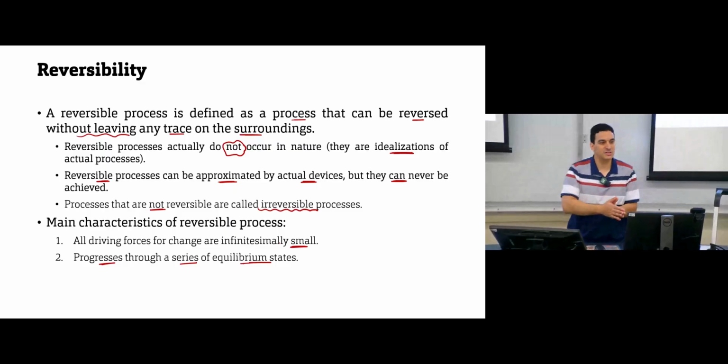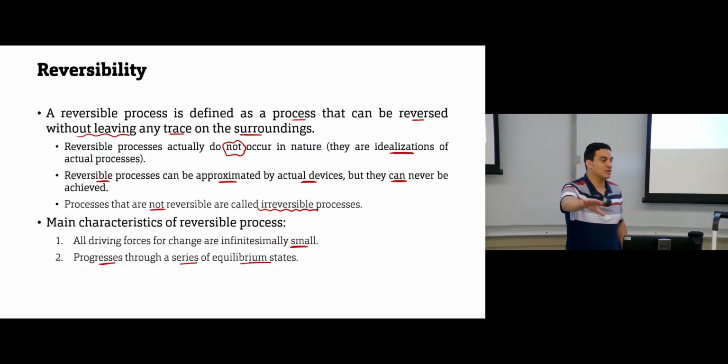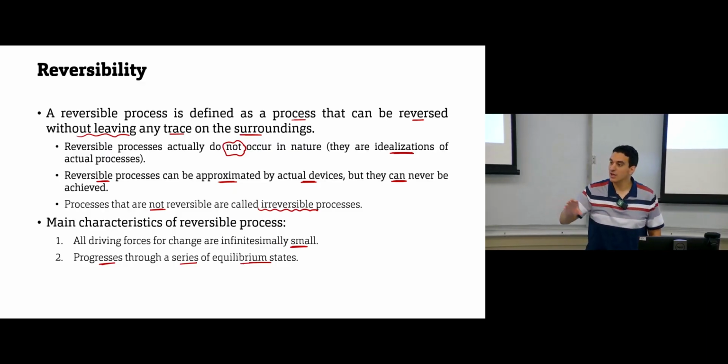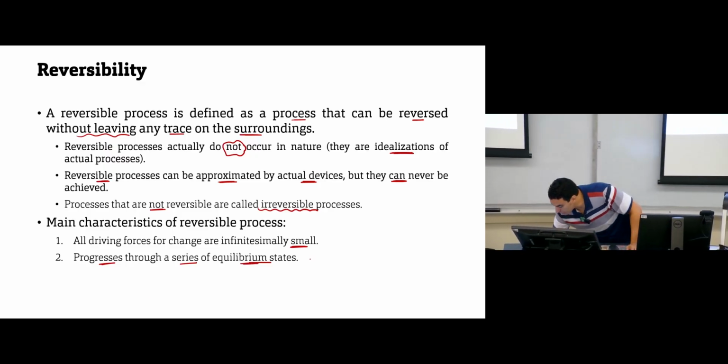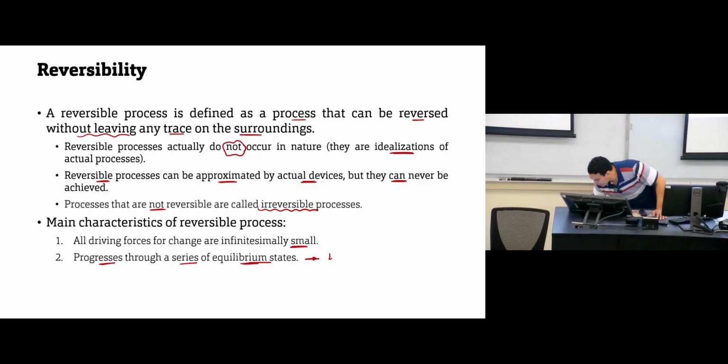So the process itself happens through several states or several steps. These steps can be described as equilibrium states. It takes a long time. So this implies that the time needed for this process to occur is very long.